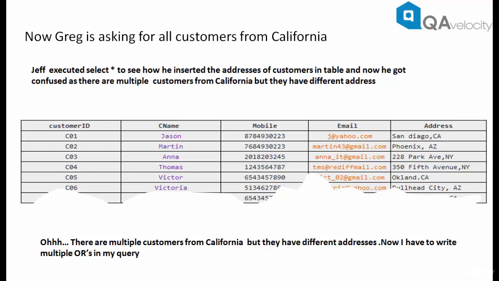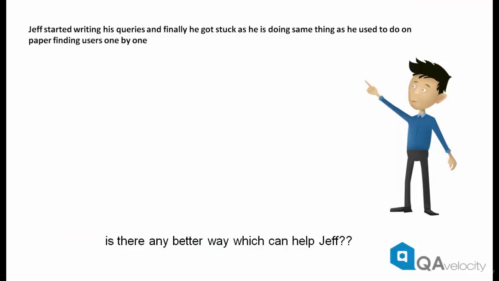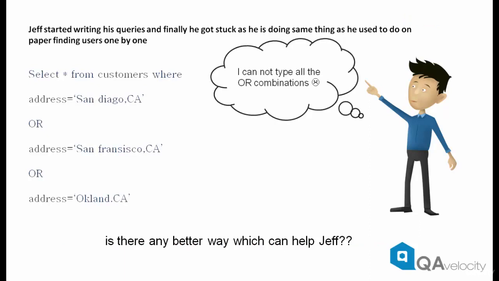Now the only way Jeff has is to write multiple ORs for each of the values related to California. And Jeff started writing queries: select star from customers where address equal to San Diego, California, or address equal to San Francisco, California, or address equal to Auckland, California. Now he got stuck as he's doing the same thing as he used to do on paper, finding users one by one. So is there any better way which can help Jeff?